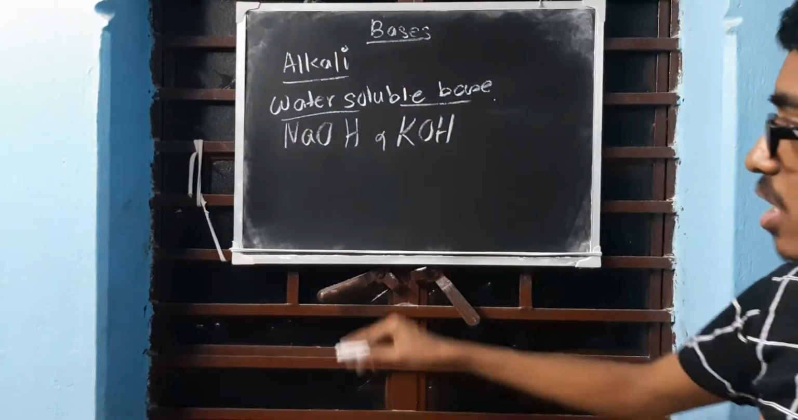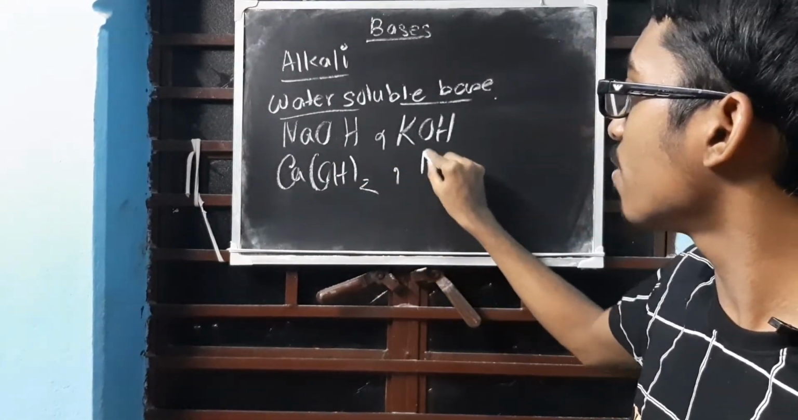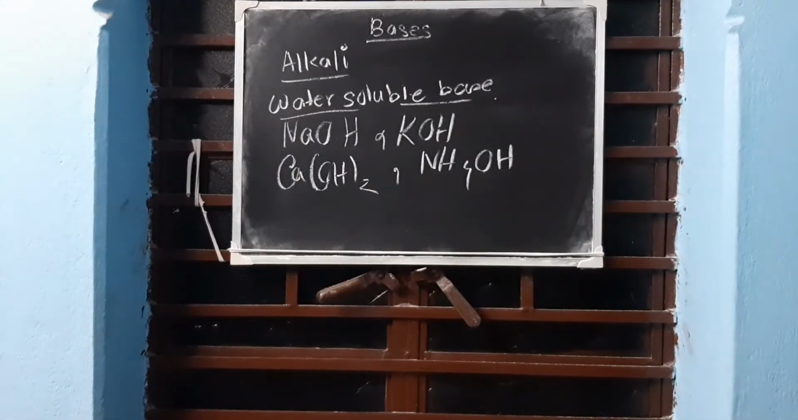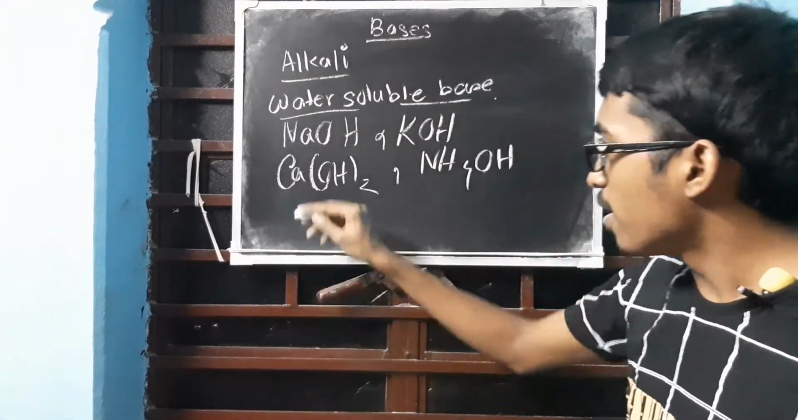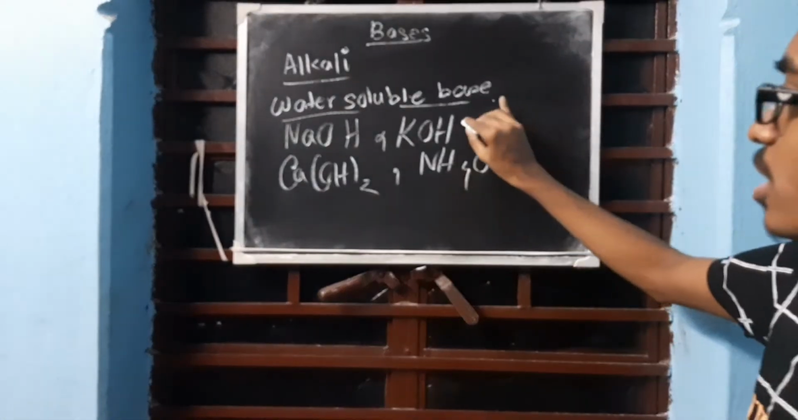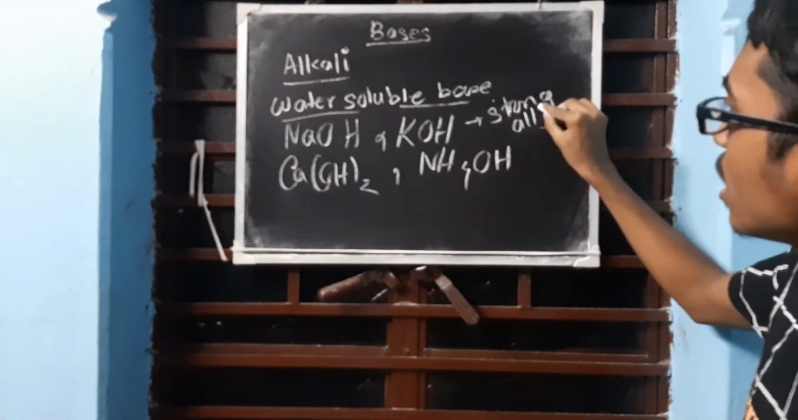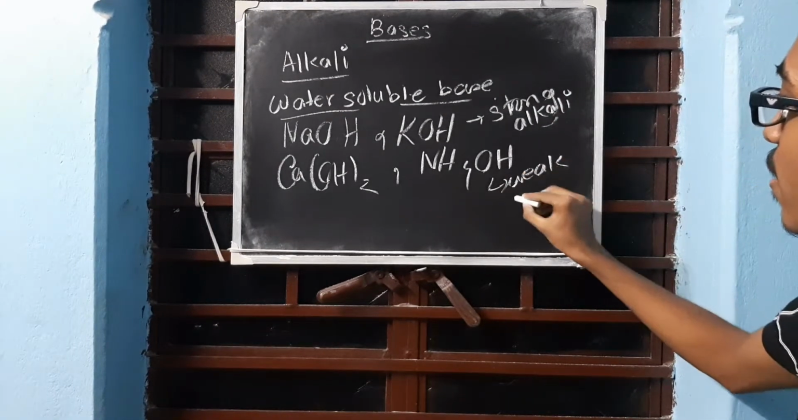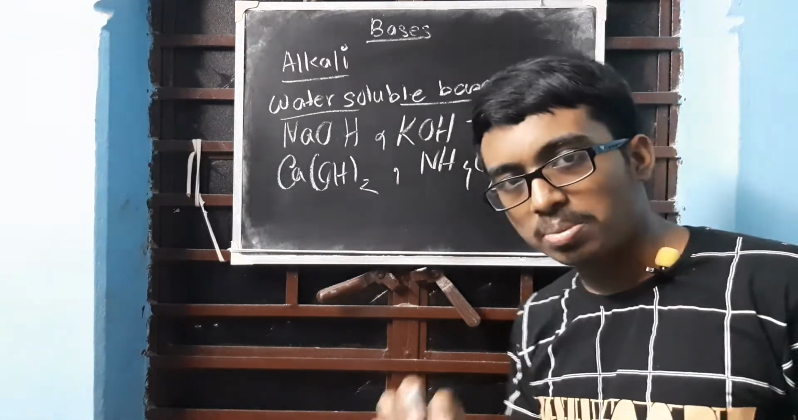What else? We have Ca(OH)2, then we have NH4OH. So these are all water soluble bases, so these are all alkalis. Now why have we written them separately, to differentiate? These are called strong alkalis. These are weak alkalis. Now why are they said to be strong or weak? That will come a little bit later, when we do the classification of bases.